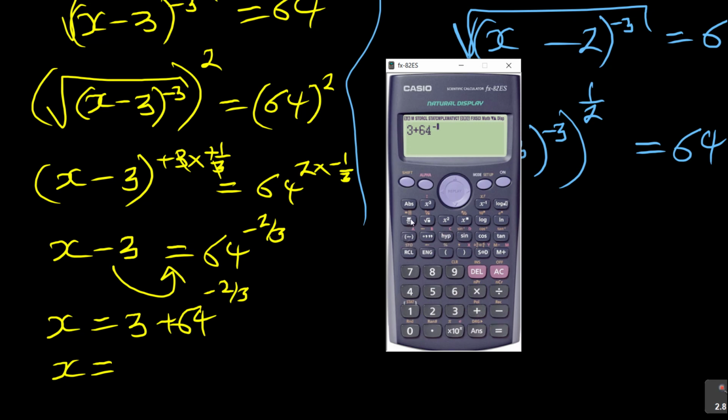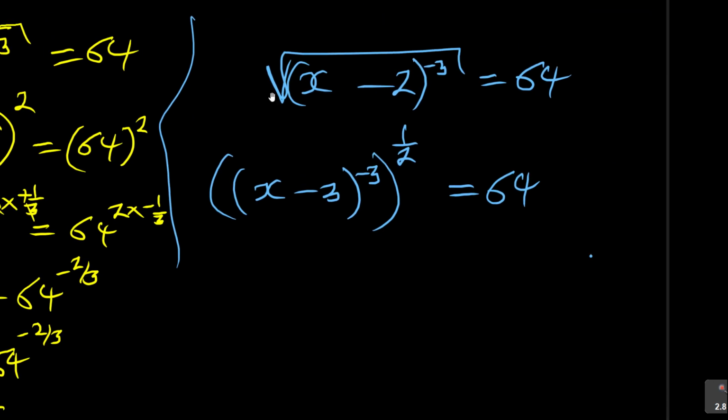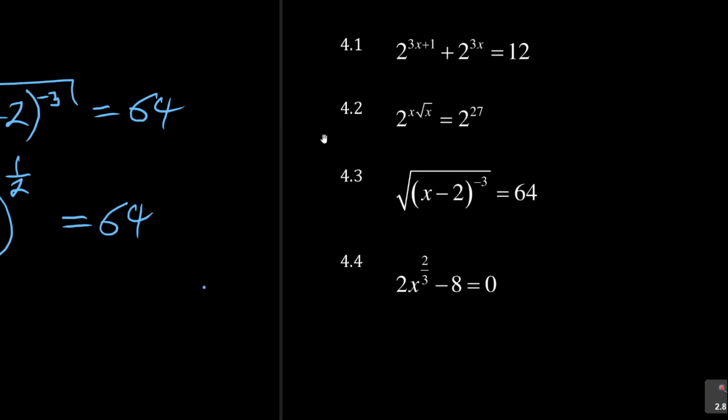to the power -2/3 is 49/16. That's my x. Let's try it. 49/16. Let's put it there in the original. Where there is x, we put 49/16 and see if ever it is going to give me 64.